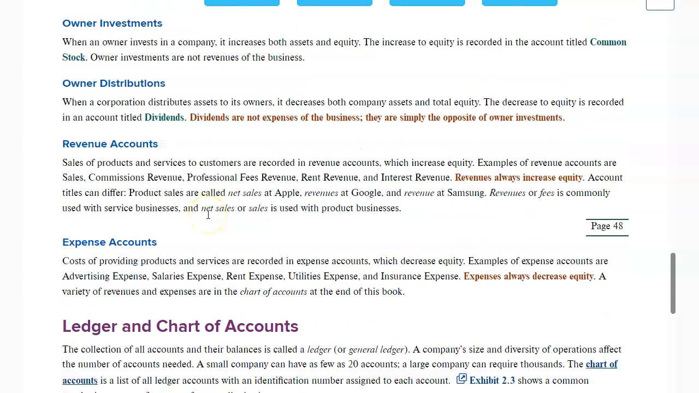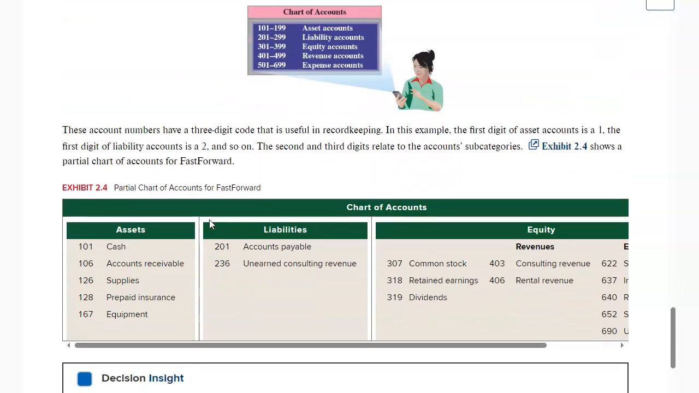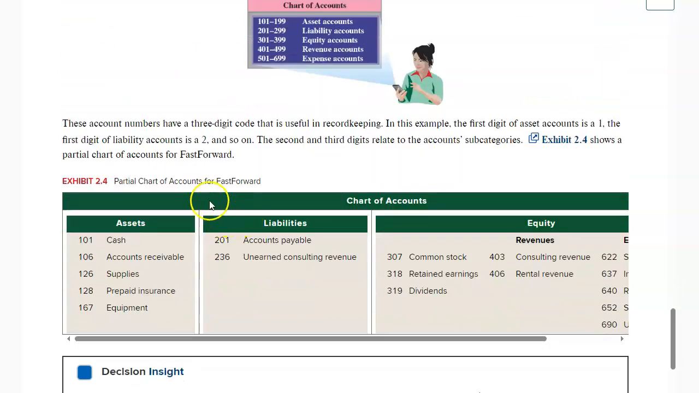Let's see. The chart of accounts. Here we go. The chart of accounts just lists all the accounts I have. Usually they're numbered. Assets always start with a 1. If you see an account number which starts with a 1, it's going to be an asset. It's going to have a debit balance, a left-sided balance. Liabilities always start with a 2. They're going to have a credit or right side balance.